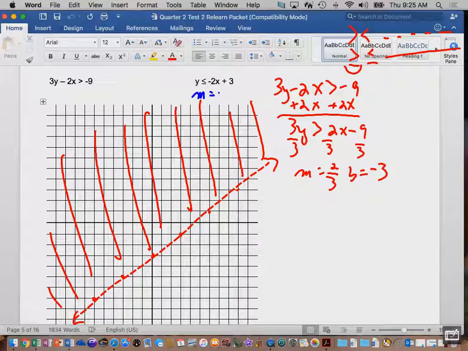Next one is already in y equals mx plus b form. So slope is negative 2, the y-intercept is 3. We go up to 3, down 2 over 1. And you'll notice that this particular line is or equal to, is that little line underneath here? So that means this will be a solid line. And it is less than, so I shade below.